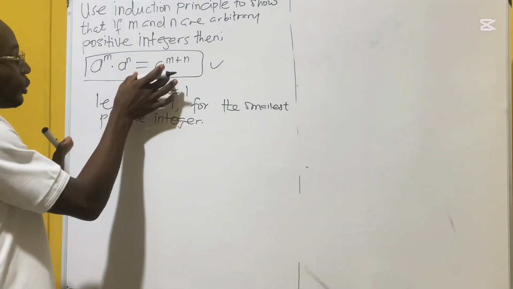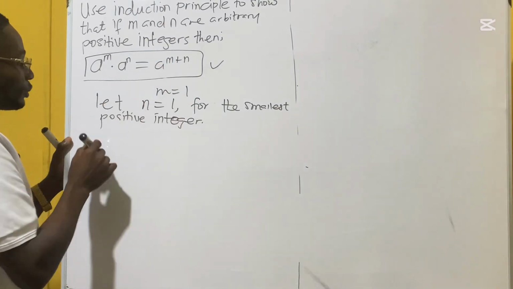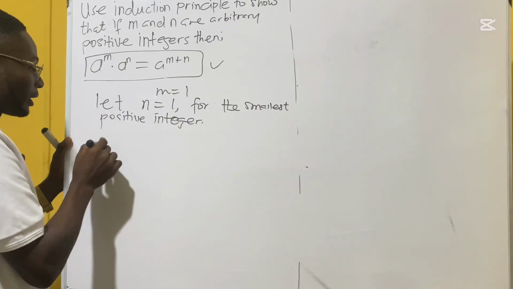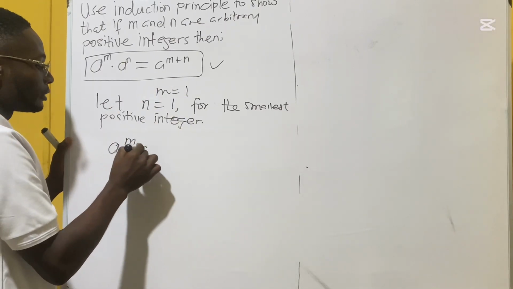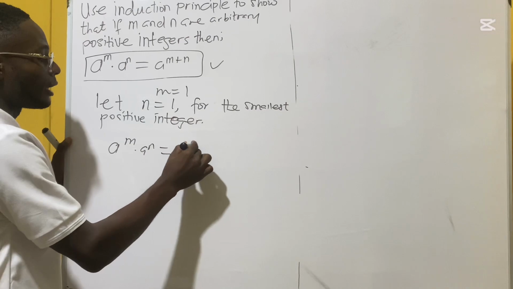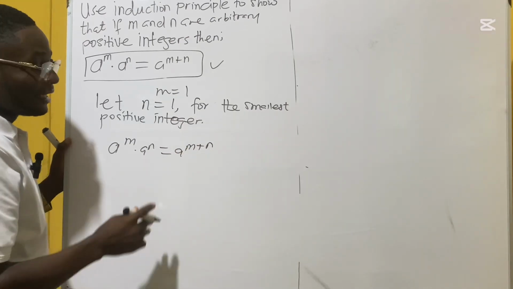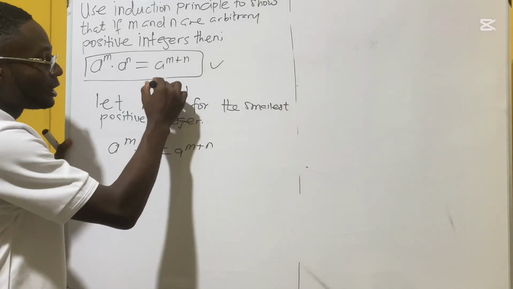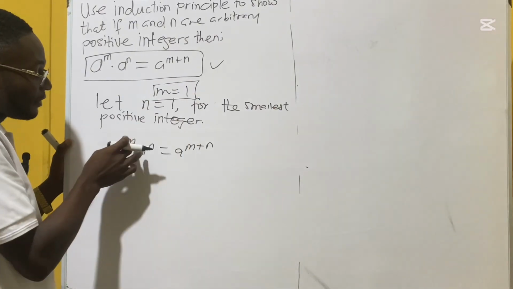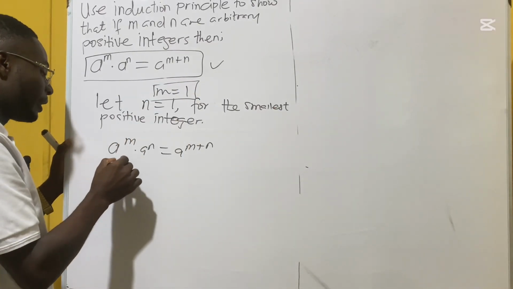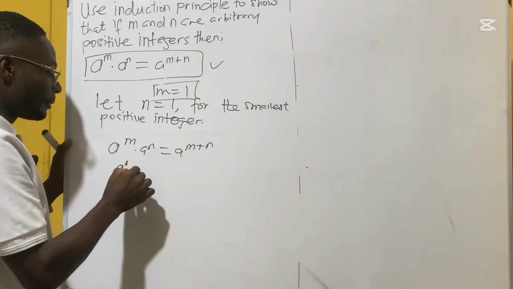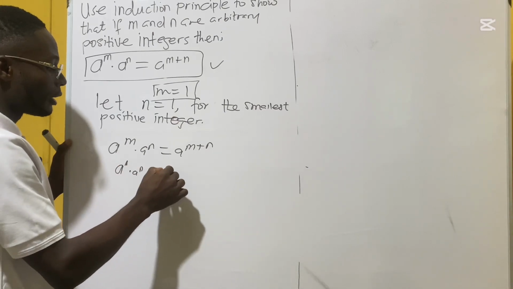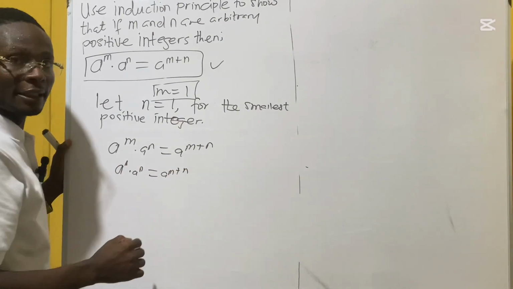Okay, so let's consider this statement over here. So if m is equal to 1, then we can say that a^m · a^n is equal to a^(m+n). That is the base case. Okay, so we are assuming that m is equal to 1. So if m is equal to 1, then we're going to have a^1 times a^n is equal to a^(m+n), right?